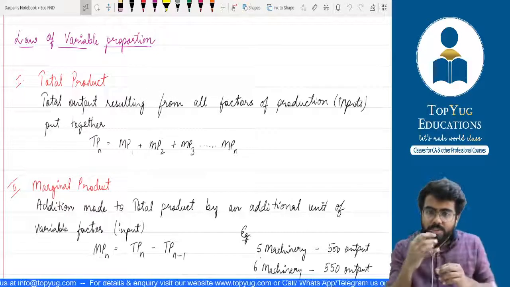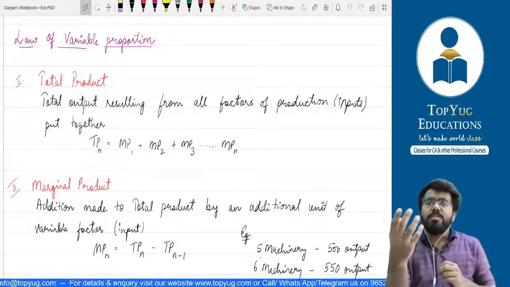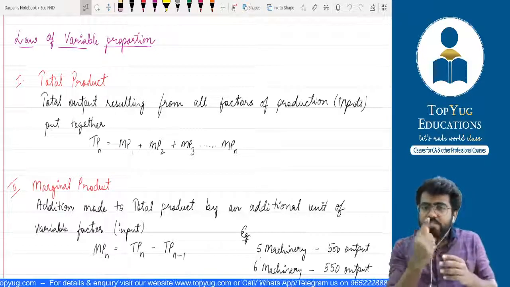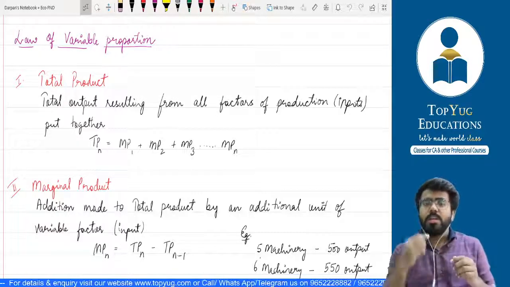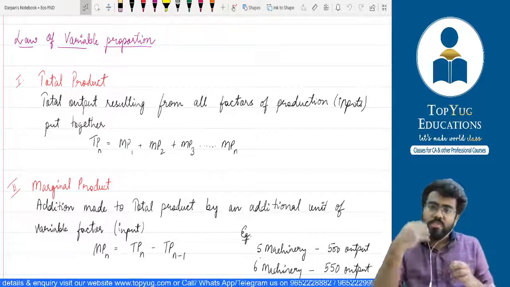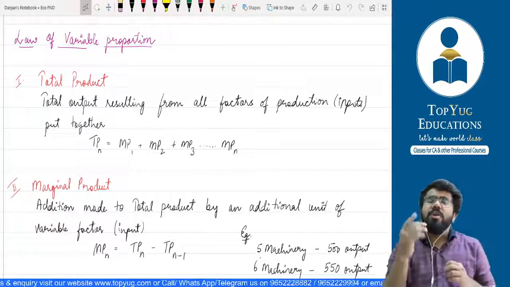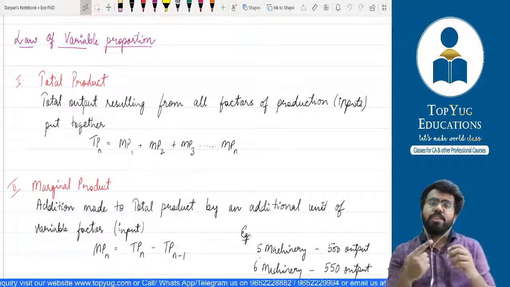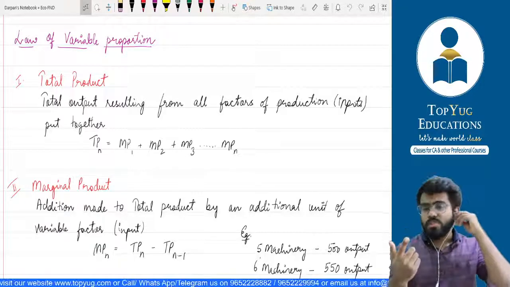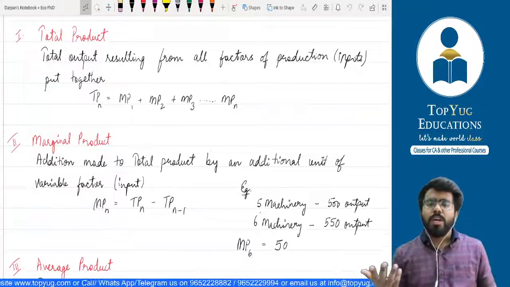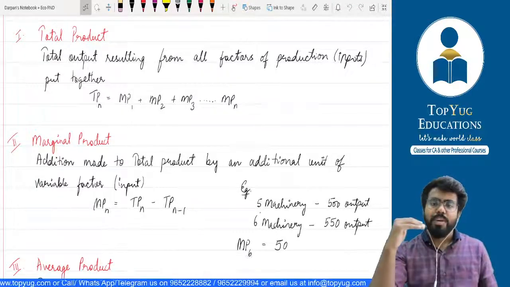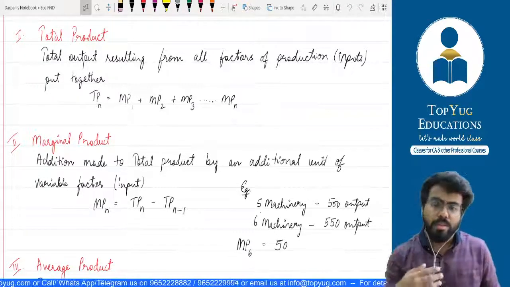All right, so the additional output increases because of what? Because of an additional input. One unit increase in input is producing something. That extra production, which is happening because of this one extra unit, is called marginal product. Correct? What will the formula for marginal product be then? Total product of n minus total product of n minus 1.